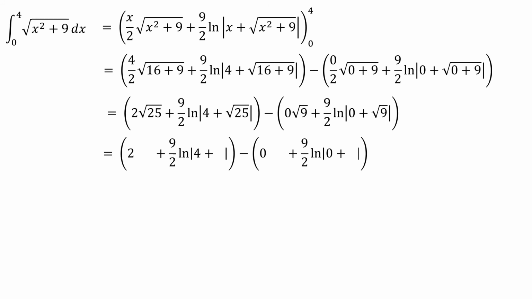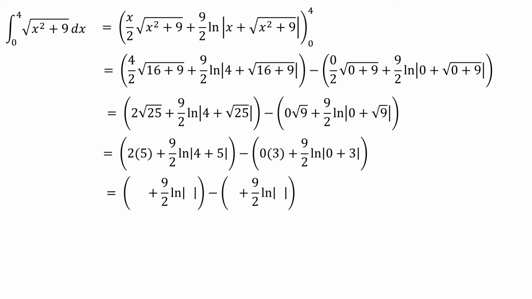Okay, square root of 25 will become plain old 5. Square root of 9, of course, will just be 3. Let's see here. 2 times 5, that's going to be 10. 4 plus 5, that's going to be 9. 0 times 3, 0. 0 plus 3 is 3. Okay, so we can pretty much throw that 0 in the recycle bin.